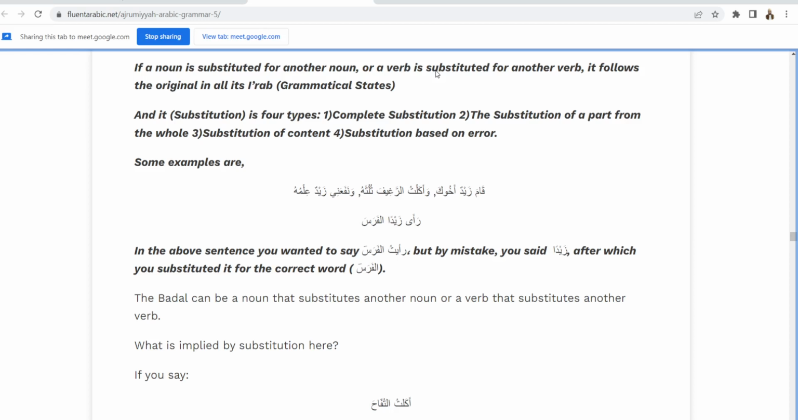نفعني زيد علمه. Benefited me Zayd, his knowledge. His knowledge is اشتمال from Zayd. Meaning I'm taking a quality from that person, from this noun.